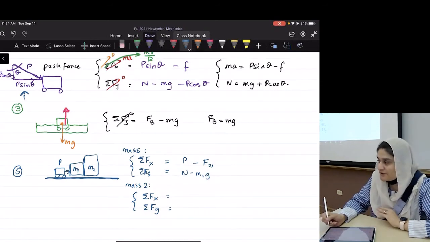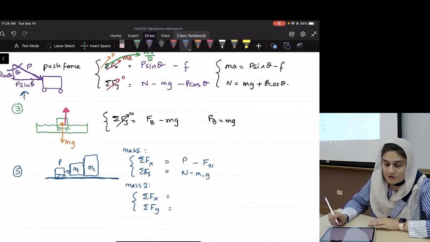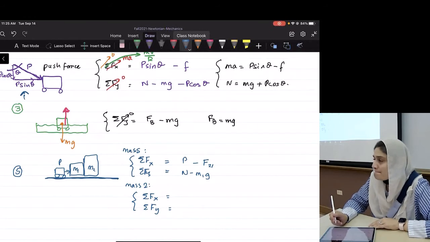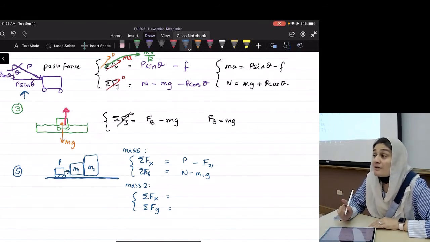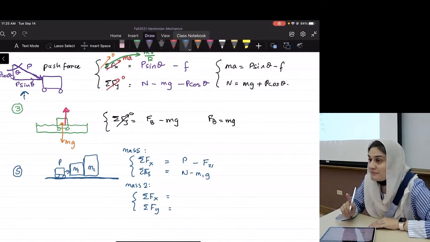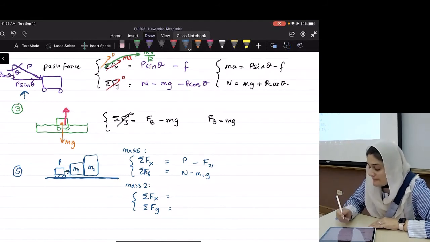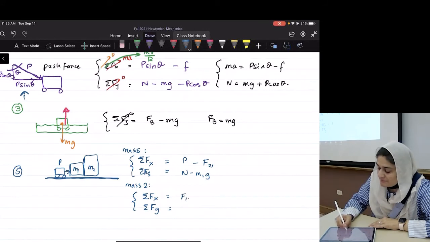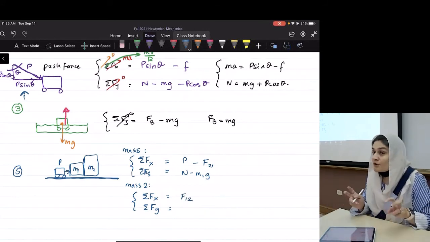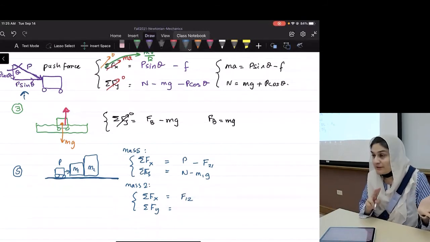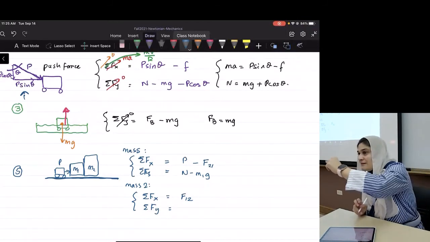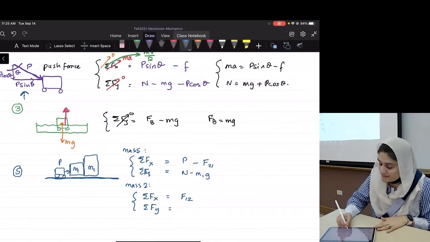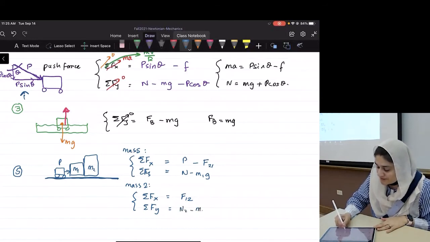Now, what should it be for sigma Fx for mass 2? Should there be a push force in there? And the answer is no, because the car is not pushing mass 2. It is experiencing the force from mass 1 only. And what is it experiencing? What direction is that force? That way.